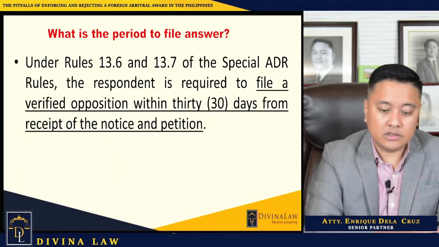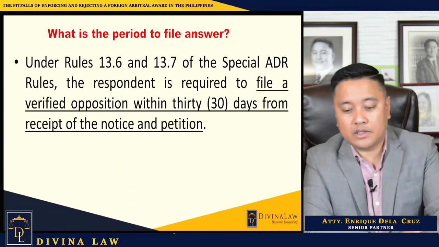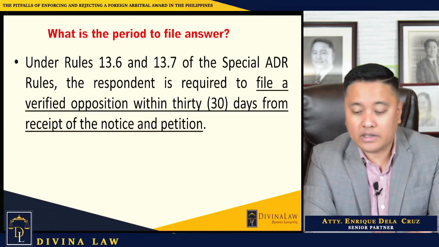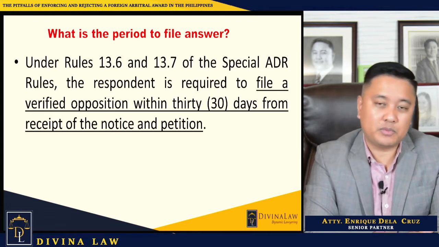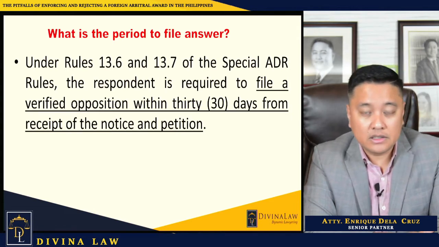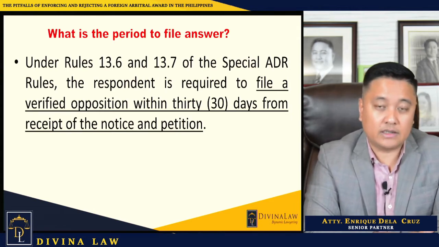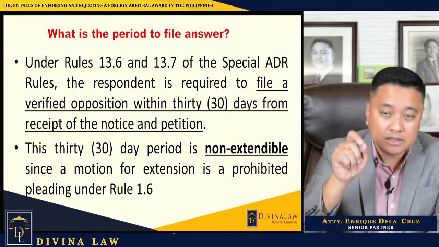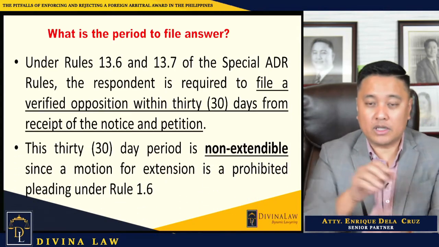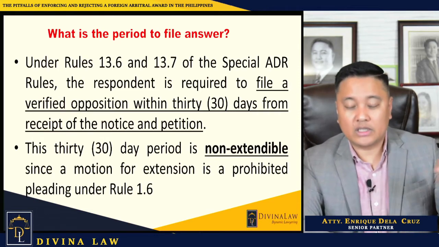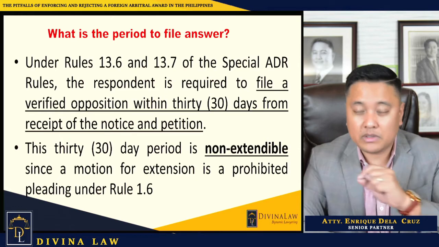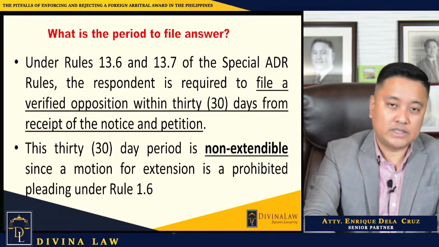Under Rules 13.6 and 13.7 of the special ADR rules, the respondent is required to file a verified opposition within 30 days from receipt of the notice and the petition. So it's 30 days. And take note that this period is not extendable because under the rules, a motion for extension to file any pleading or motion to reset is a prohibited pleading under Rule 1.6.